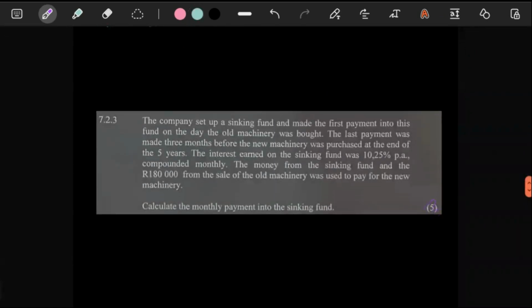Anyways, question 5. It says the company set up a sinking fund and made the first payment into the fund on the day the old machinery was bought. The last payment was made 3 months later, before the new machinery was purchased at the end of the 5 years. Okay, so I need to really read this again. This is what's going on in my head: as I'm reading the question, it's just too much information.